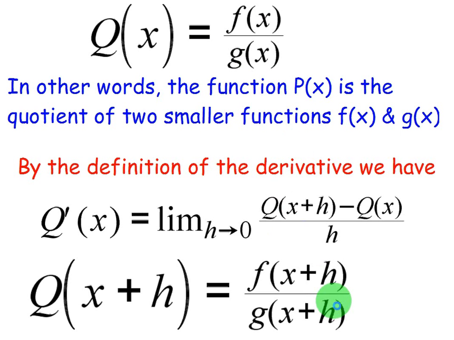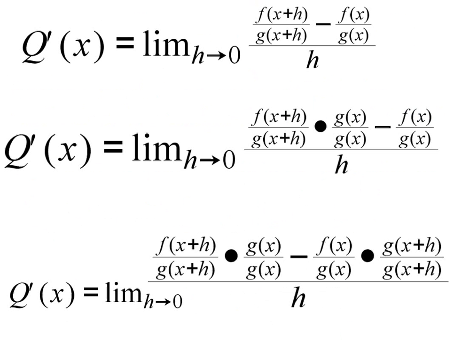All right, so going back to the definition of derivative, in this case it's q prime, limit as h approaches 0 of q of x plus h minus q of x over h. We've already defined q of x to be f of x over g of x, so q of x plus h is equal to f of x plus h over g of x plus h. So this is going to be replaced with f of x plus h over g of x plus h, and this is going to be replaced with f of x over g of x. So that's straight substitution.